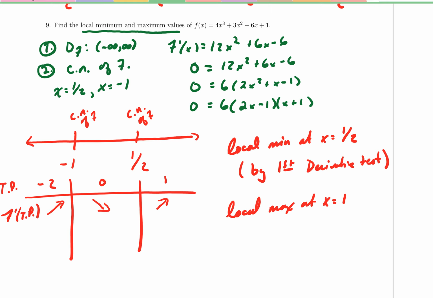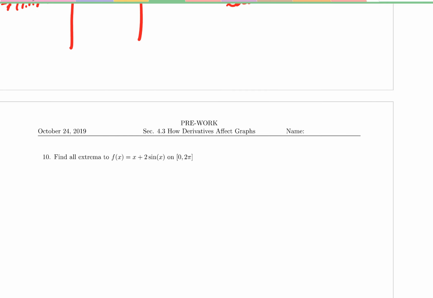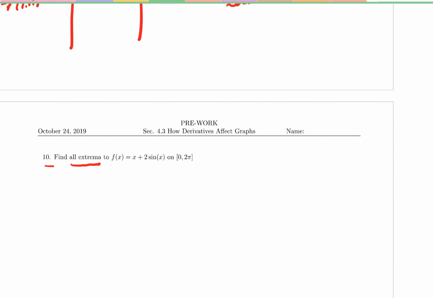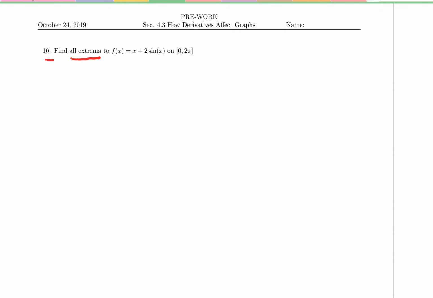I think what I'll leave you to do is try example number 10 on your own. Now I'm asking you to find all extrema on number 10. So not only are you going to look for local maxes and local mins, you're also going to look for global maxes and global mins, and you've developed tools for doing that. To help you out, I believe down here at the bottom I gave you a graph, but you should be able to answer the question without the graph.